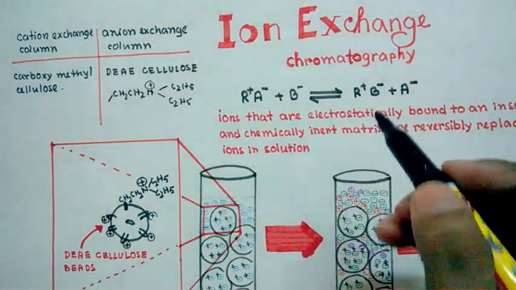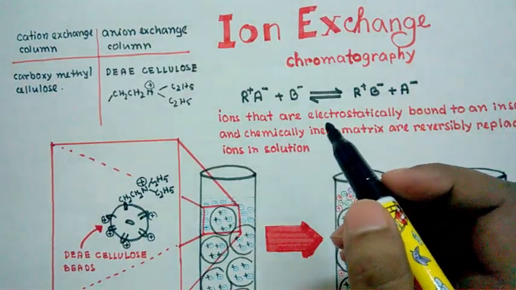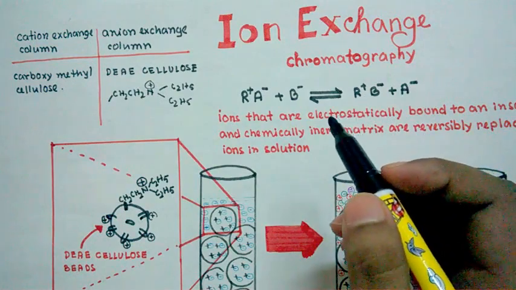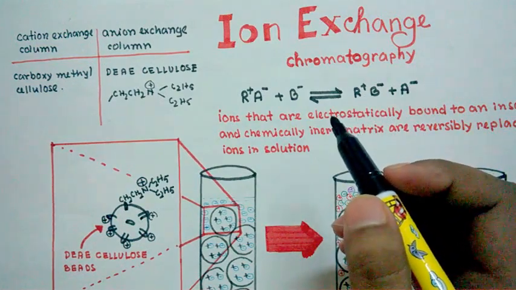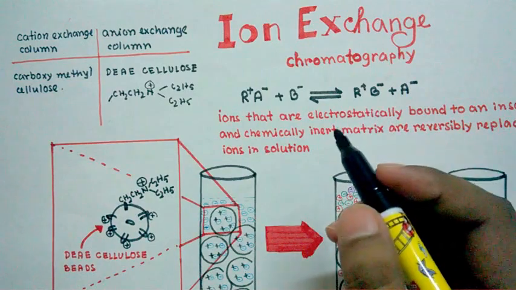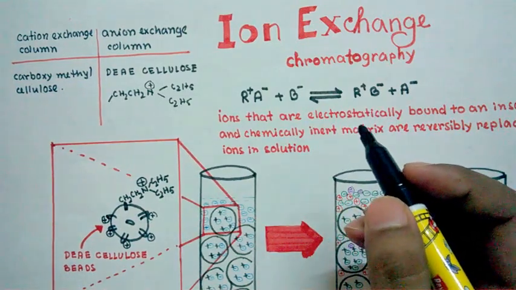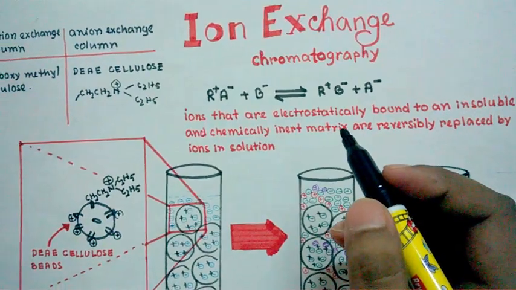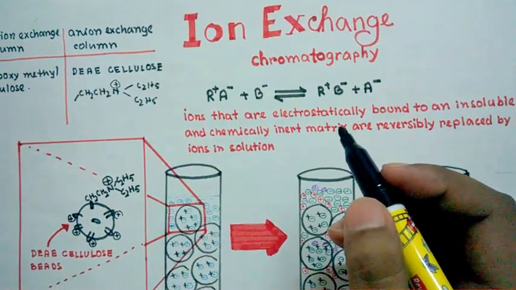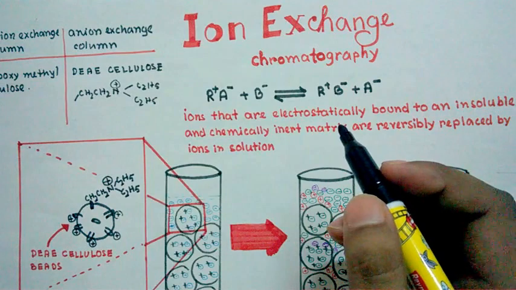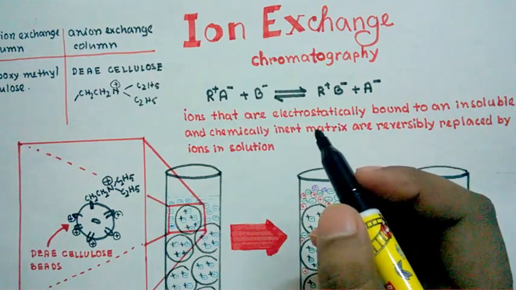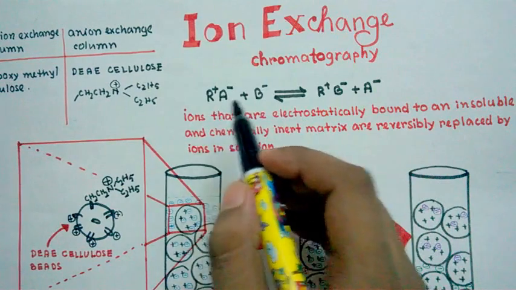Hi, in this video I'm going to explain the concept behind ion exchange chromatography. Ion exchange chromatography relies on the principle that our protein should have some amount of charge in it, and based on the charge of the protein we would separate. So the basis of separation in ion exchange chromatography is the charge on the protein. Here is a small example.